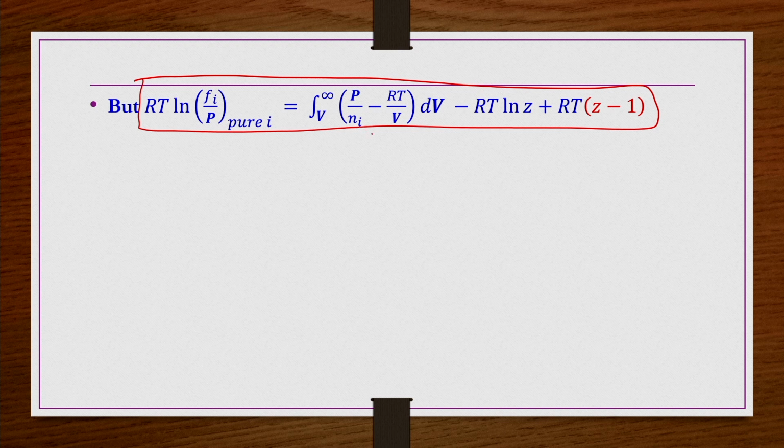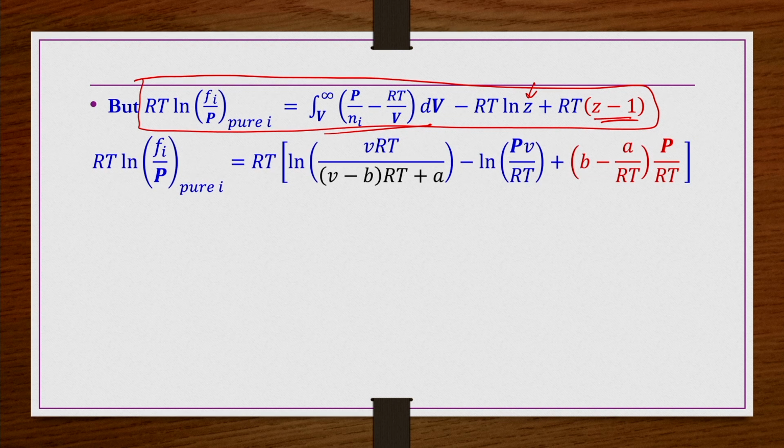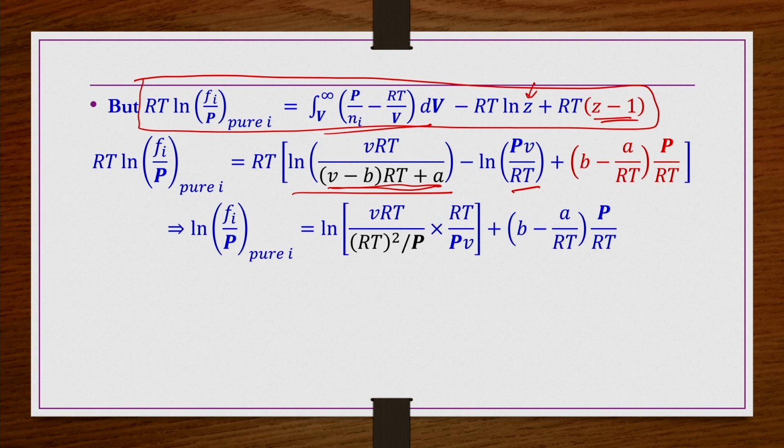So, in place of the integral of P by Ni minus RT by V dV, whatever we got, we substitute here. Z minus 1 we have also found, so those things we substitute here. So, this particular term is nothing but the integral we just derived, and then RT ln Z, where Z we write as PV by RT, and Z minus 1 we have seen from the equation of state is nothing but B minus A by RT, P by RT. And from the same equation of state we have seen that v minus b RT plus a is nothing but R square T square by P. So, that we can substitute here.